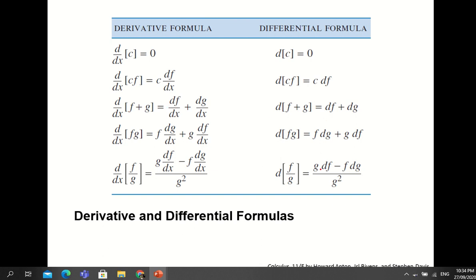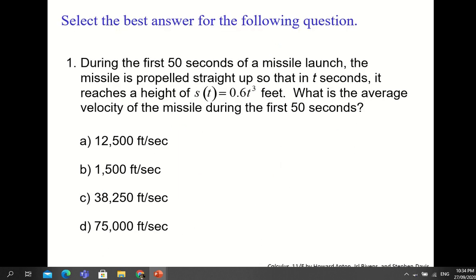So you just explore this one, class, and perhaps with the use of these differential formulas, you can easily recall how the derivative formulas are written. Now we have here some questions, but I'll give you those later on when we talk more about the applications of the derivative, class. So for now, I will stop this video up to this point.